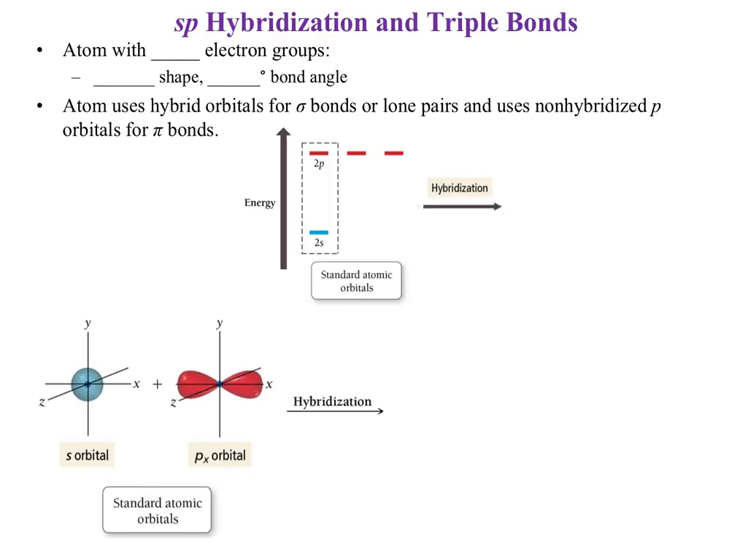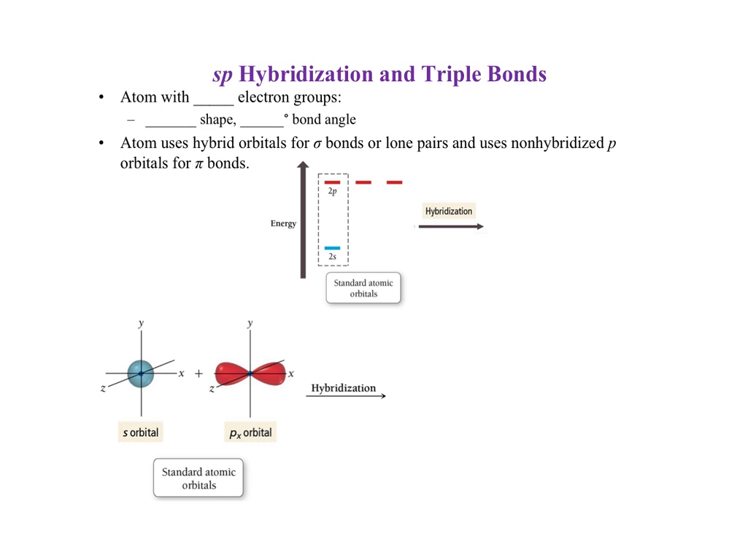So when we have a central atom that has two electron groups, we know that as having the linear shape, and it has a 180-degree bond angle. Now in this case, we're going to take one s orbital and one p orbital, right? One s and one p, and it's going to make an sp hybridized orbital. It's going to make two of them, actually, right? Two go in, so two of them have to come out.